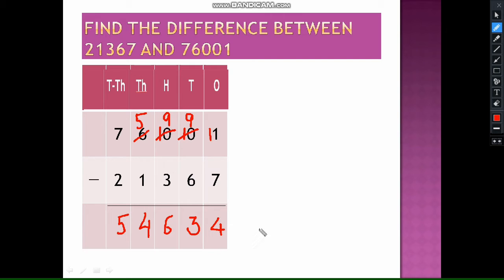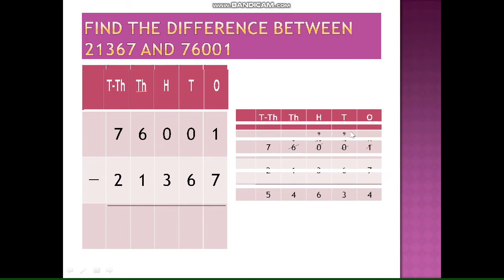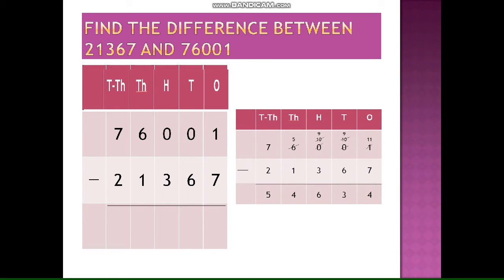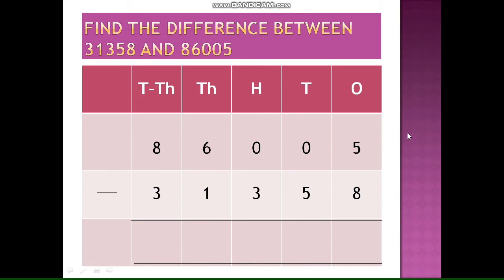So the difference is how much? The difference is 54,634. So 54,634 is your answer. Now as we move further, we have to find the difference between the two numbers which are 86,005 and 31,358. So now you have to solve this. Write it down in your copies, and this will be your worksheet question number 1.